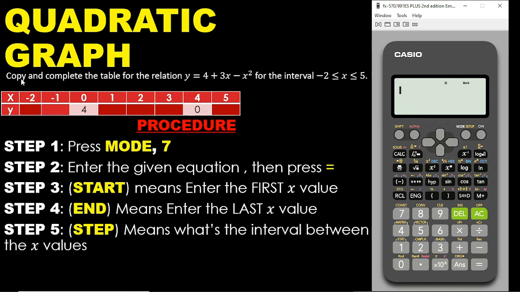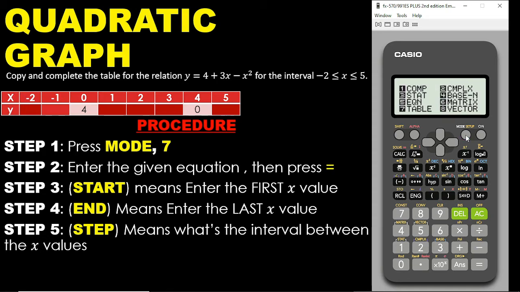Now we have the question. Copy and complete the table for the relation y is equal to 4 plus x minus x squared for the interval x is from -2 to 5. So here the x starts from -2 and then it will end at 5. So we have this table. Now to do that, let's now quickly go.